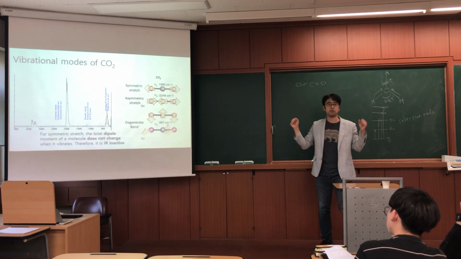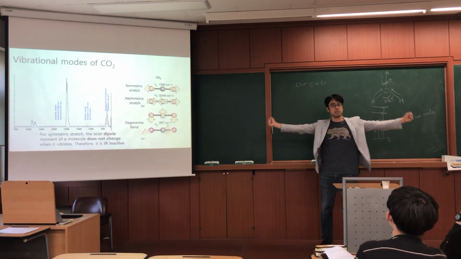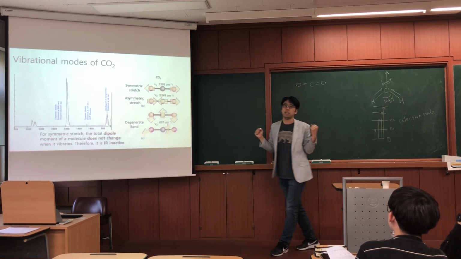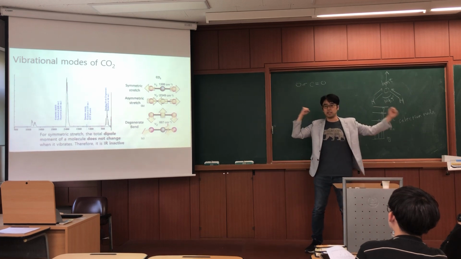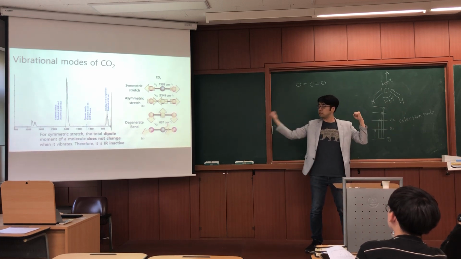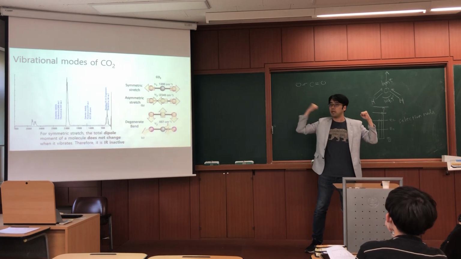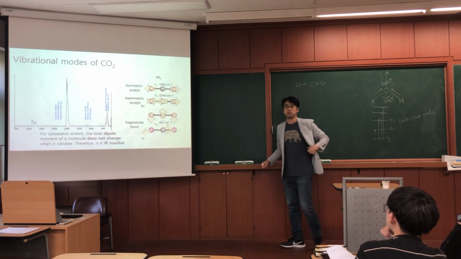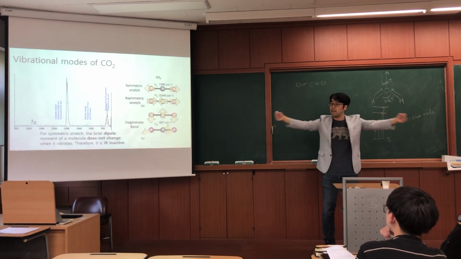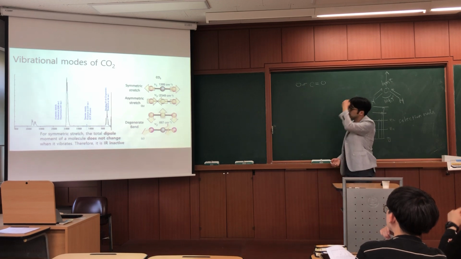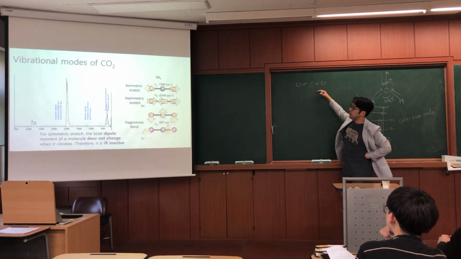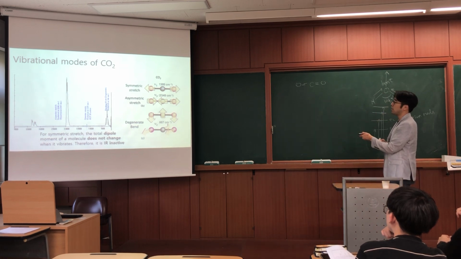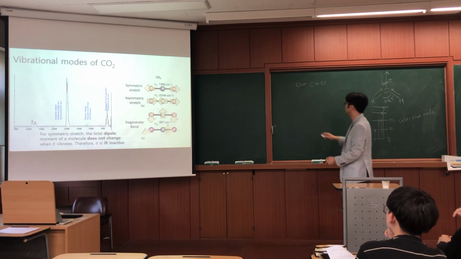The first one is symmetric stretch. It can vibrate like this, and the next mode, the asymmetric stretch, is where one bond shortens but the other bond lengthens. And the last mode is called bending motion, which means you can bend like this. So CO2 can oscillate in 3 modes, and these kinds of vibrational motions can be observed.